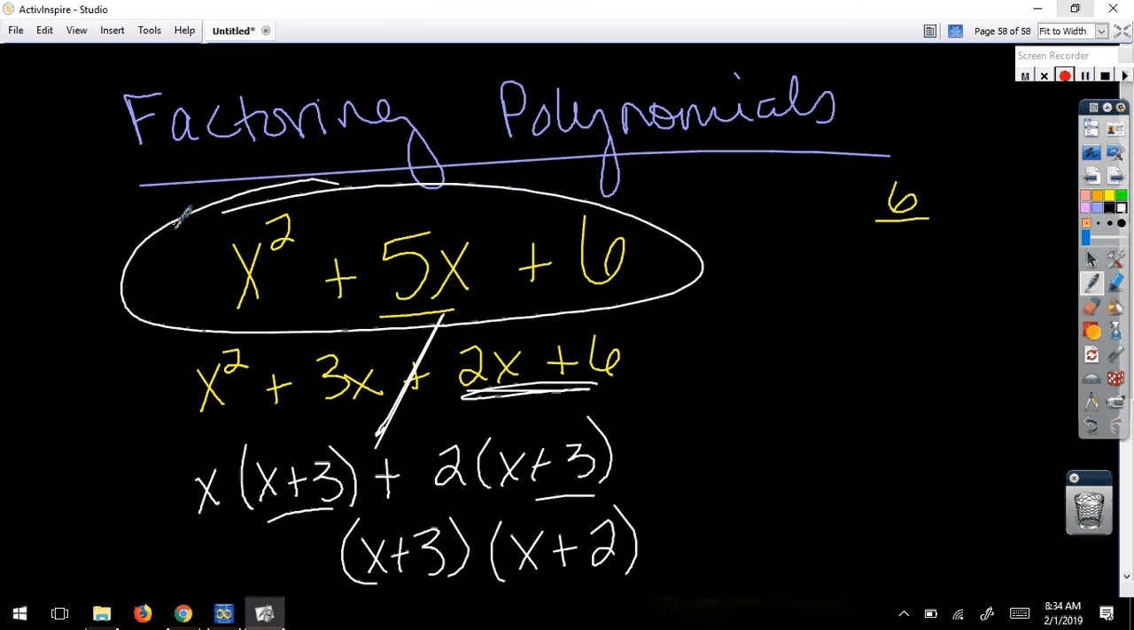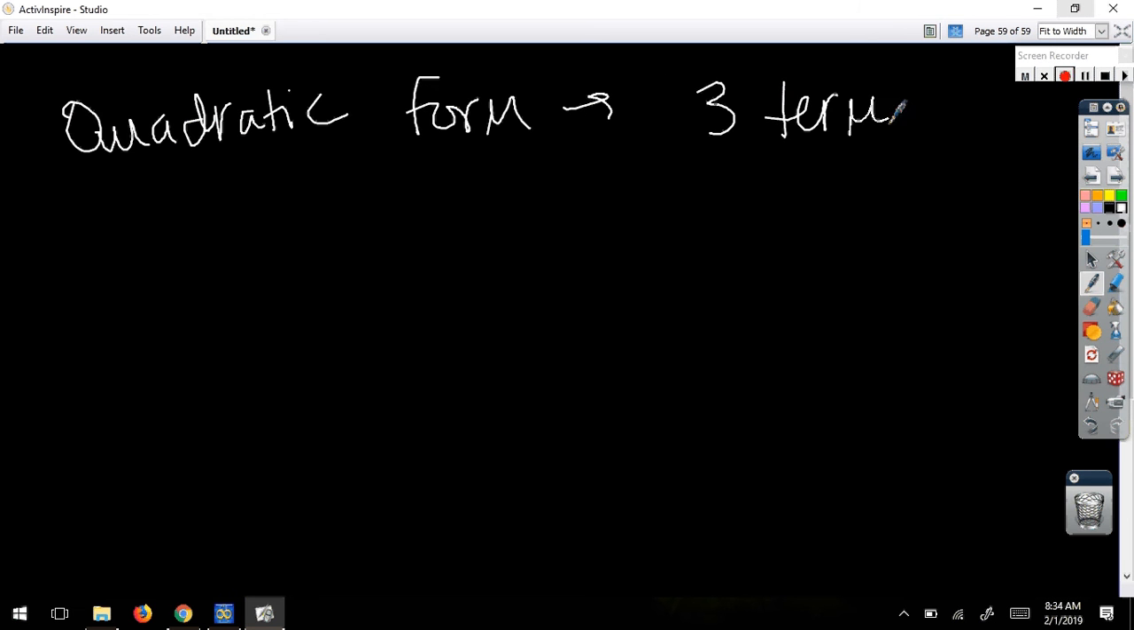Okay? Or actually, let me show you quadratic form first. Quadratic form means there's 3 terms. This is why this is not my favorite section. It's kind of here, there, and yonder. Quadratics can be trinomials, they don't have to be that. The first exponent is an even number.